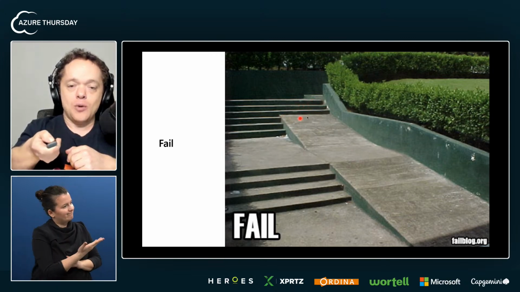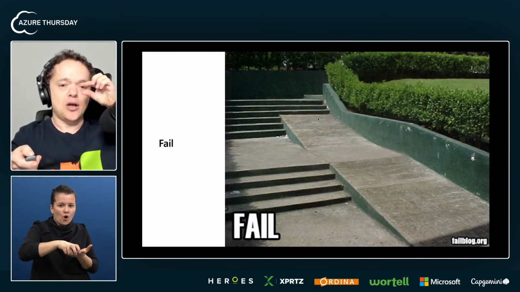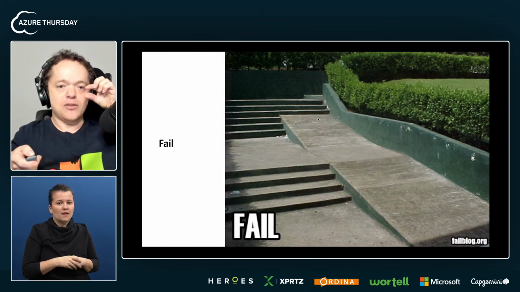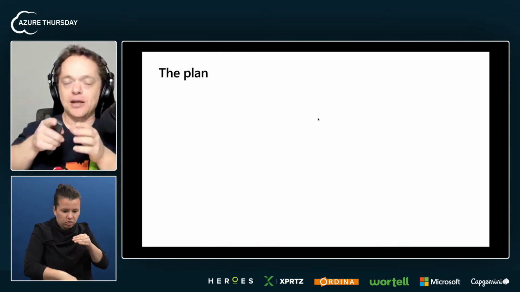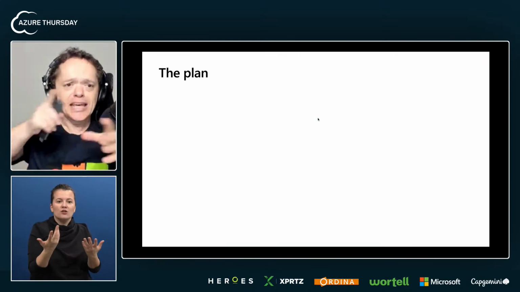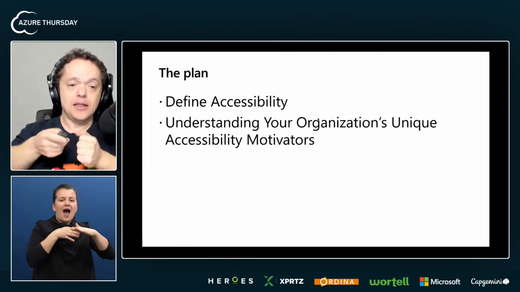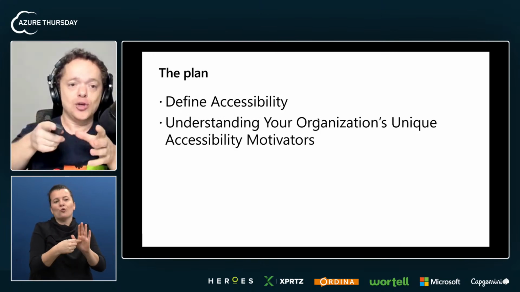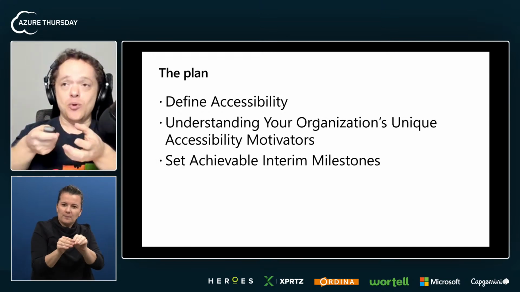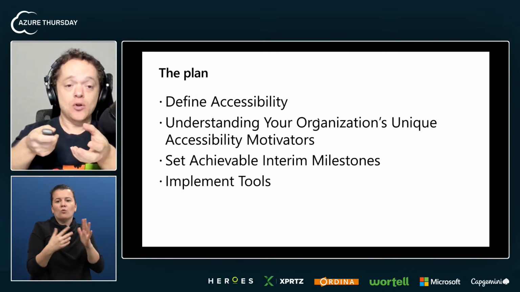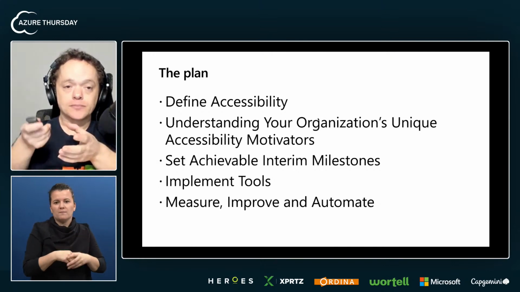I remember when learning to walk, I had about a 1 centimeter gap that I had to get over. I looked at that gap and realized that no one had actually catered for that. So let's start with a plan on how we can actually make you more accessible. First, I'm going to define or undefine accessibility. Then I'm going to help you understand your organization's unique accessibility motivators, and show you the difference between a stick and a carrot. I'm going to set achievable interim milestones, then tools, and finally measure, improve, and automate.